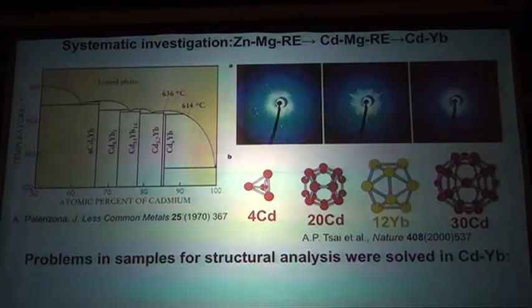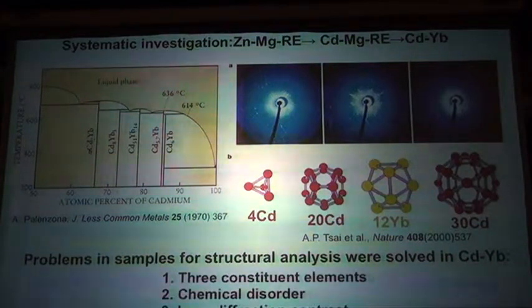If you look at it, it's just like the Russian doll. From the innermost, it's a tetrahedron of 4 cadmium, and then 20 cadmium form the dodecahedron, and the 12 ytterbium form the icosahedron, and then the outer shell. So this is very important for the later development of structure study.